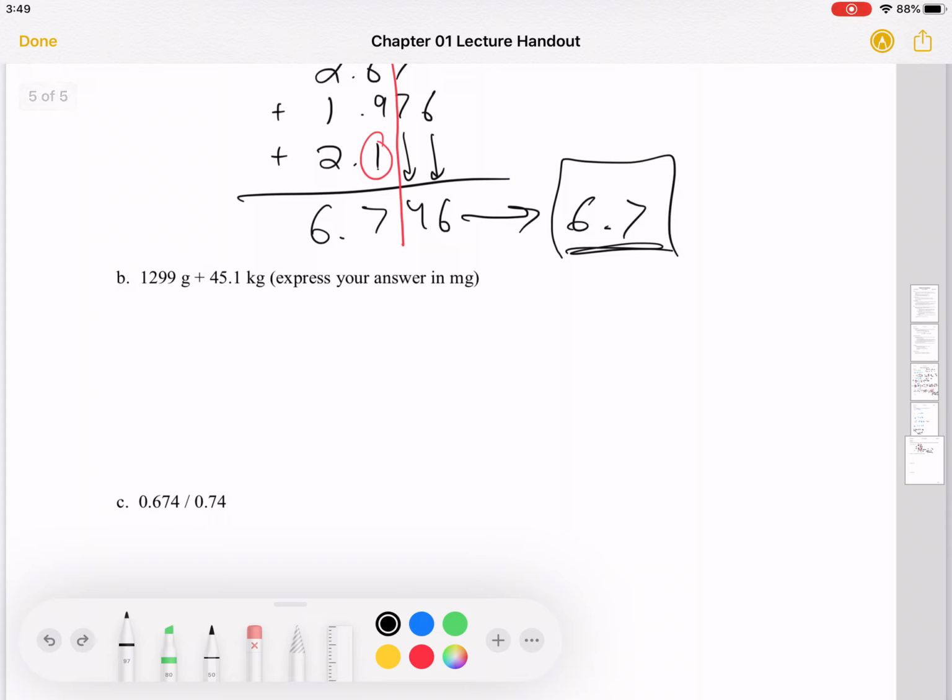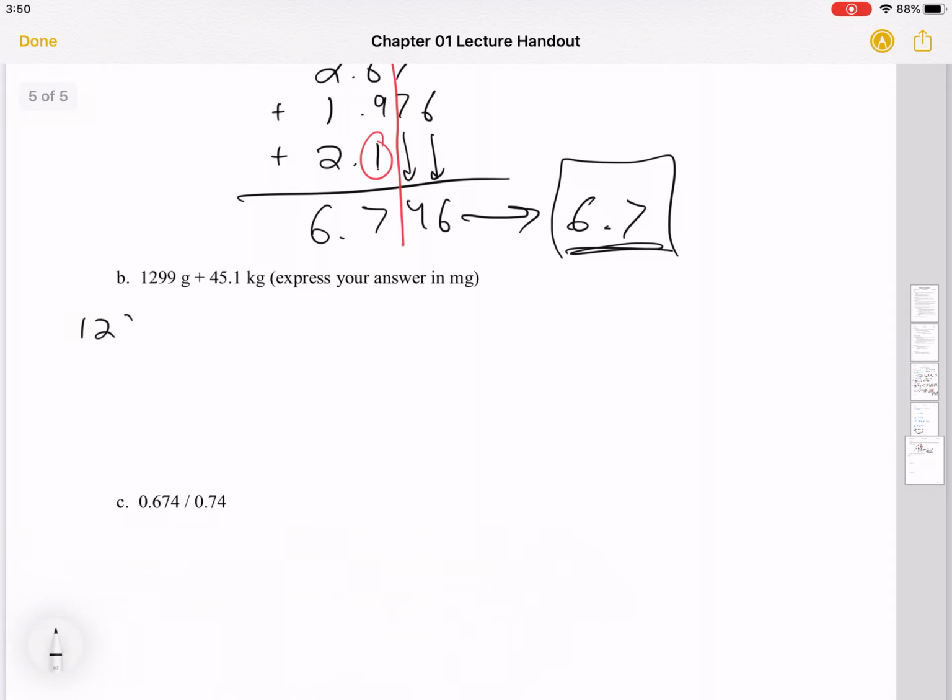Okay, so how do I convert this to milligrams? Well, 1299 grams times milli is 10 to the minus 3, so I want milligrams to show up and grams to go away. So 1 gram is 10 to the 3 milligrams, right? So that's 1, 2, 9, 9, and 3 more zeros milligrams.